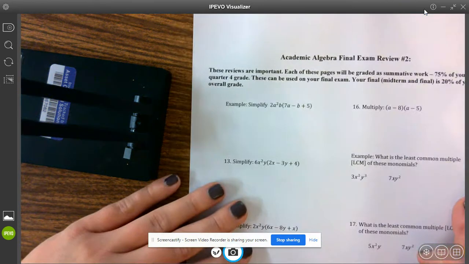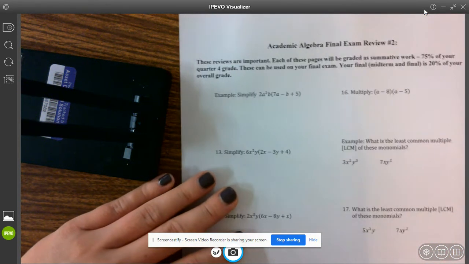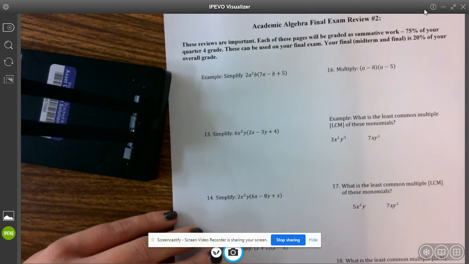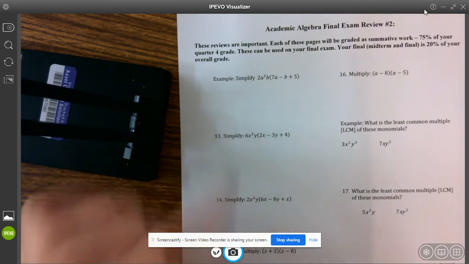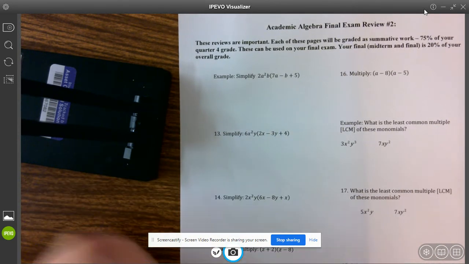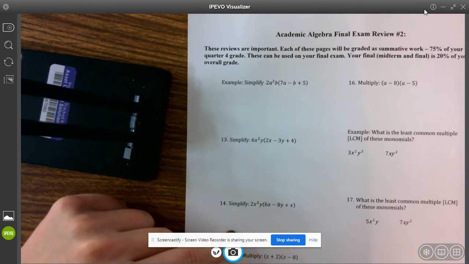The second, it's the same thing. So what I'm going to do is I'm going to do an example. You're going to pause the video. You're going to do 13 and 14. Then you're going to play the video again and see if your answers are correct.